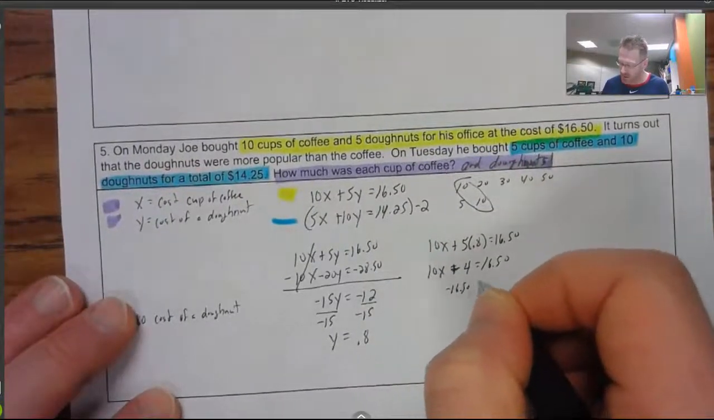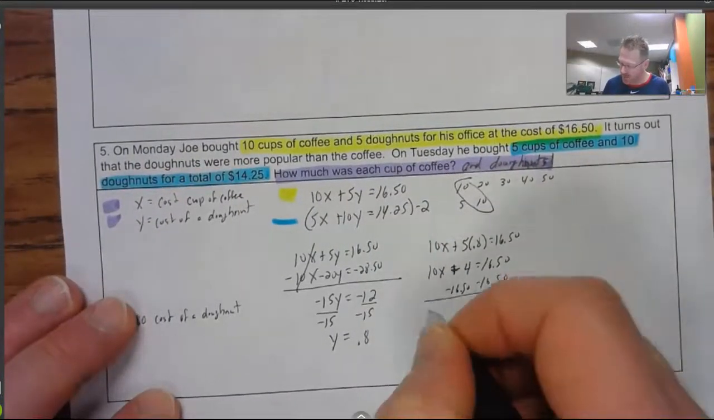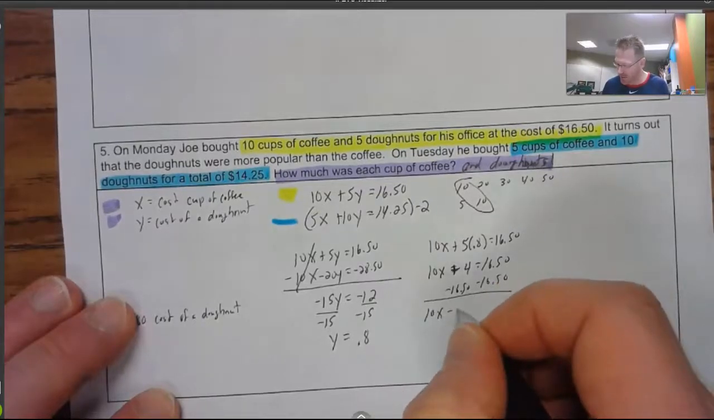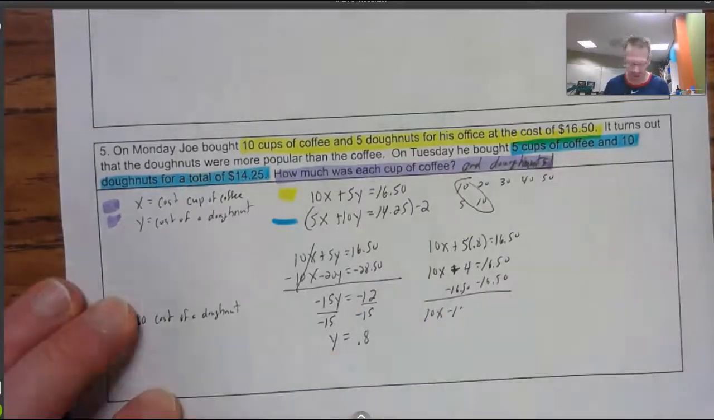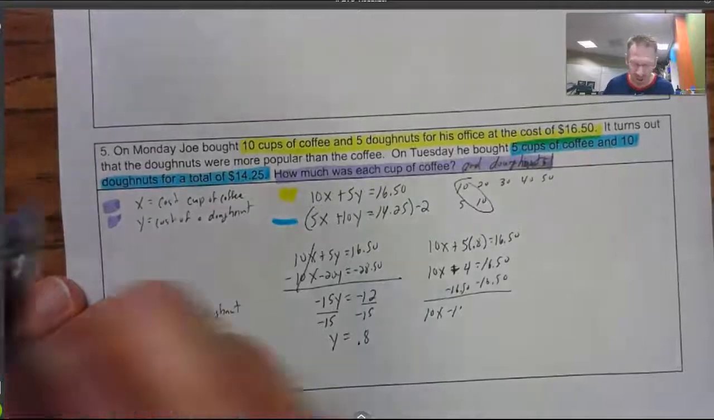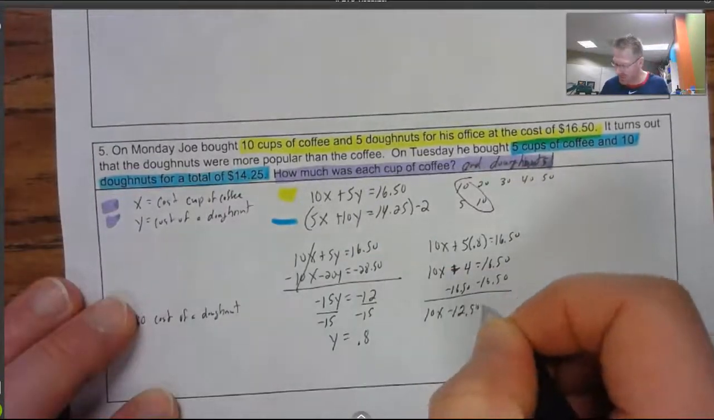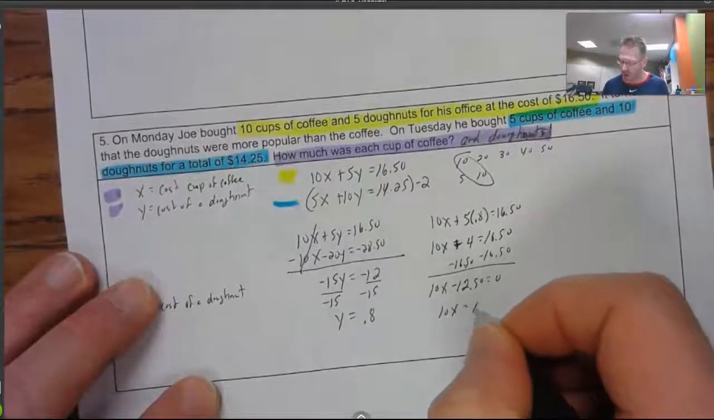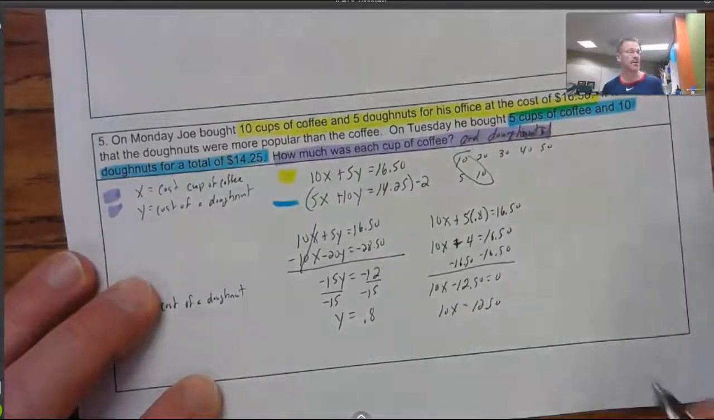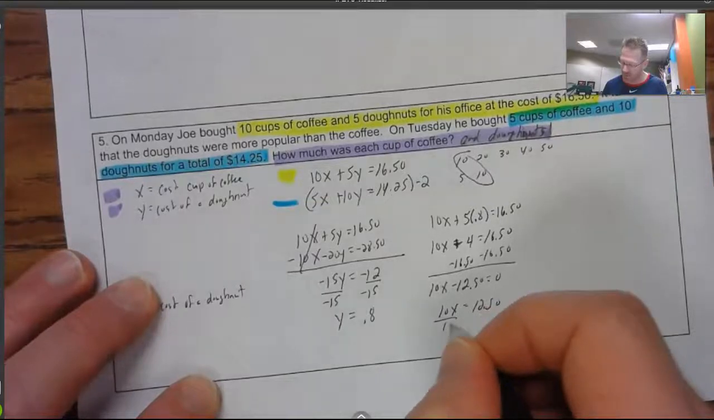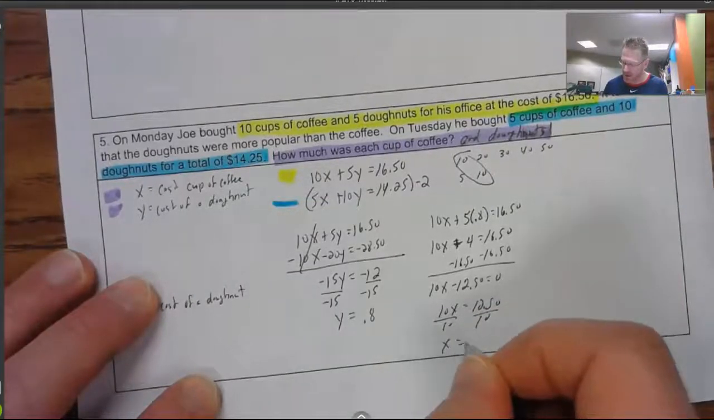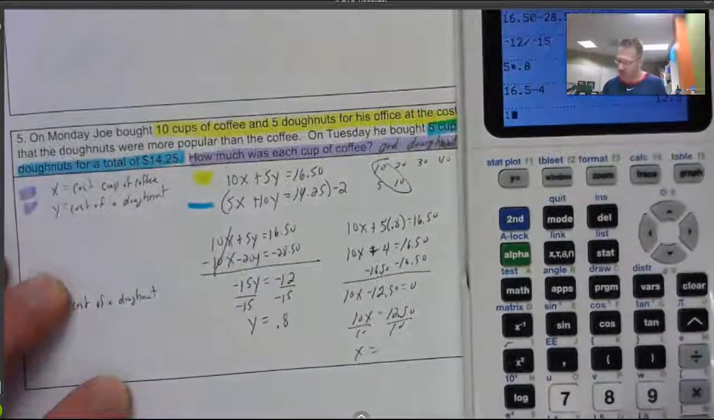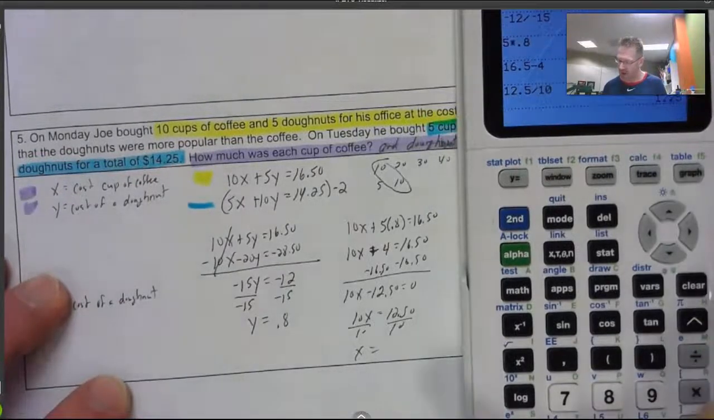So I'm going to subtract 4 from both sides. And that's going to give me, let's see, 1650 minus 4, yeah, 1646. Hmm, I mean 1650 minus 4 is 1646. So 10x equals that, and then once again, I'm going to divide by 10 here. So x equals 1250 divided by 10, which is $1.25.